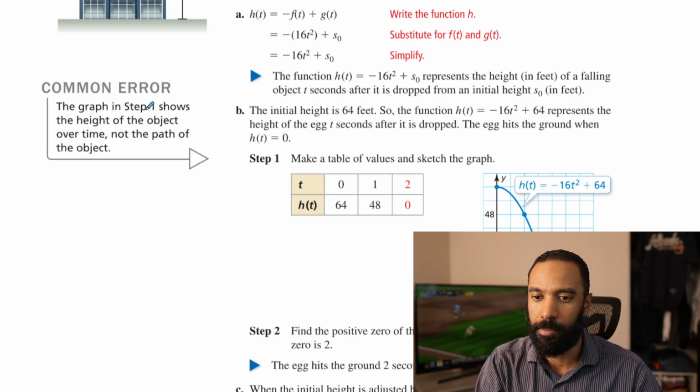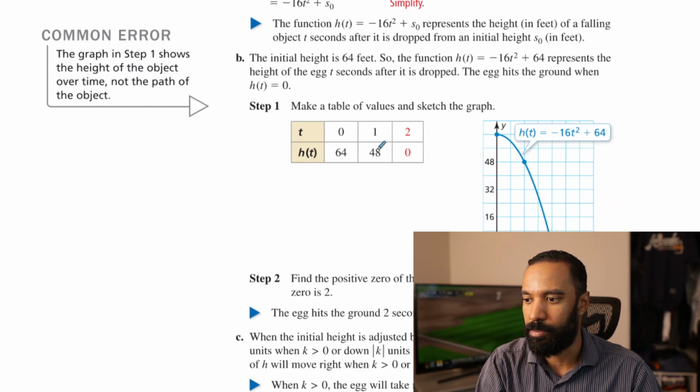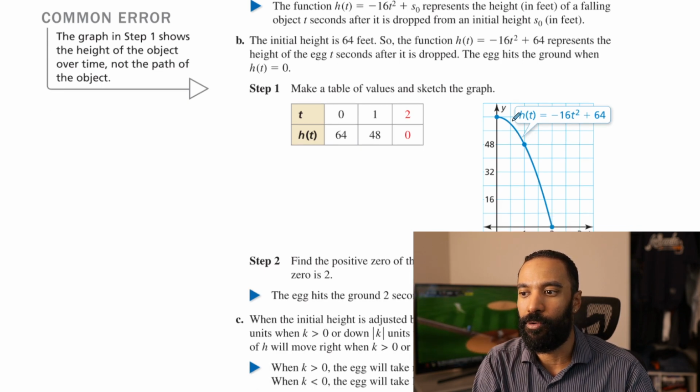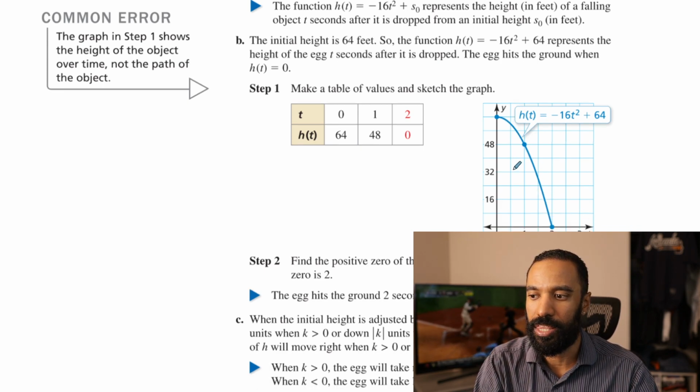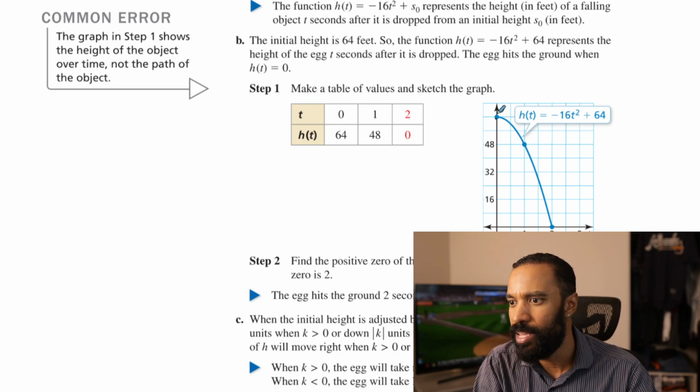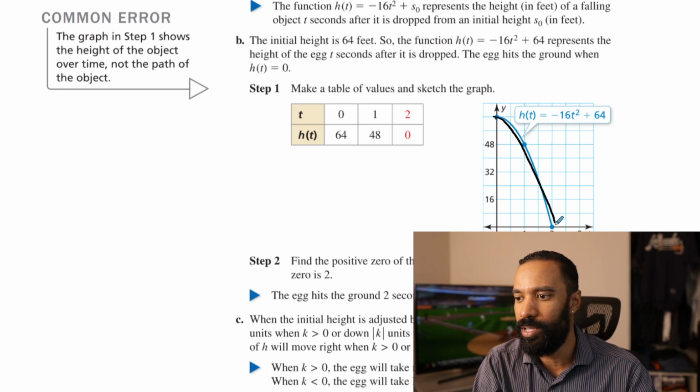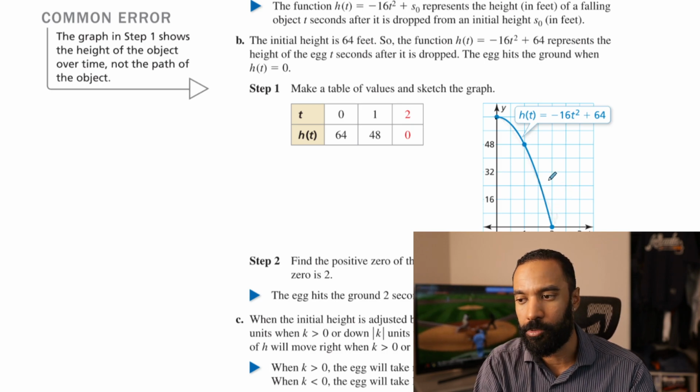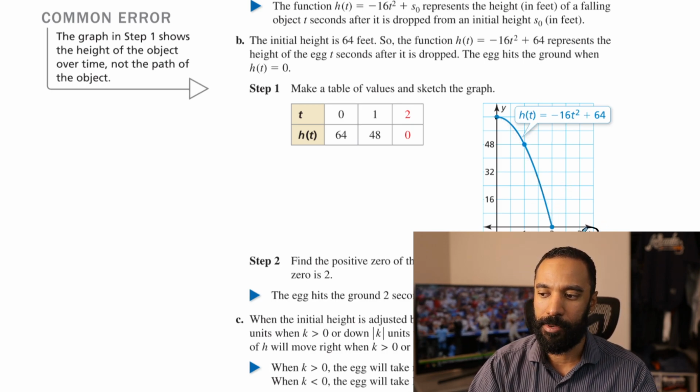Common error: the graph in step 1 shows the height of the object over time, not the path of the object. One thing I've pointed out before is that some people think that when you see this drop right here, the egg is thrown outward and does that? No, the egg is dropped straight down, but what's happening is time is going on.